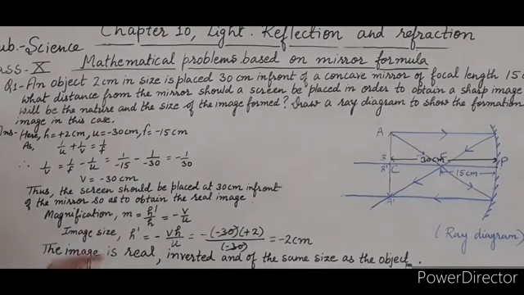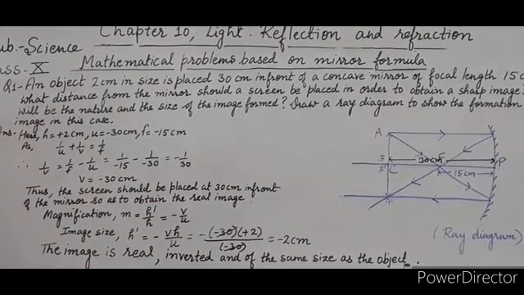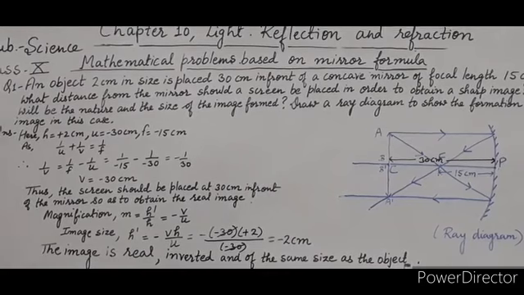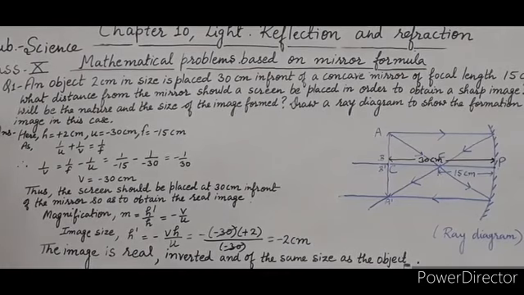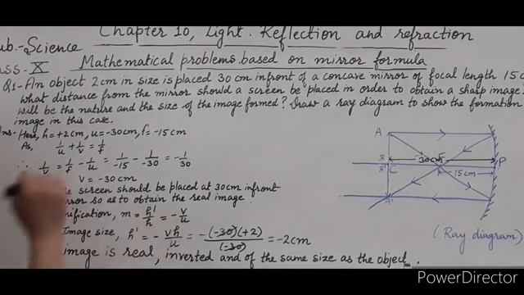So thus the screen should be placed at 30 centimeter in front of the mirror, so as to obtain the real image. Now we also have to calculate the size of the image, that is magnification. Applying the formula of magnification, m is equal to h dash upon h, and its relation to the object distance and image distance is minus v upon u.